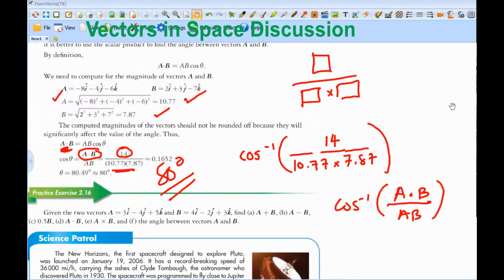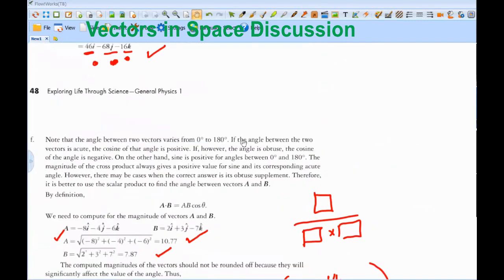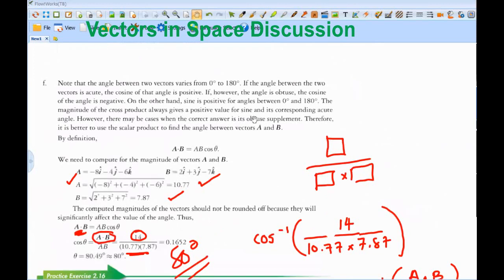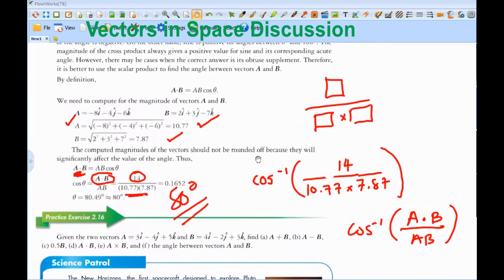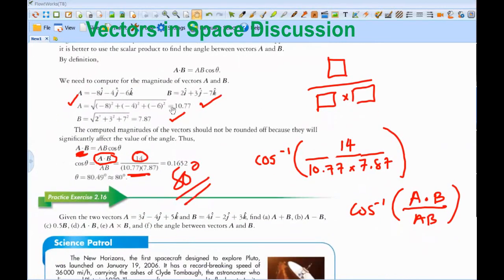Any more questions? The problem is a little bit long, so you have to start now. To get the angle, get the magnitude first: square, add, and then take the square root. And then we'll get the dot product. Make sure that your dot product is correct, because otherwise you're going to get a different answer.